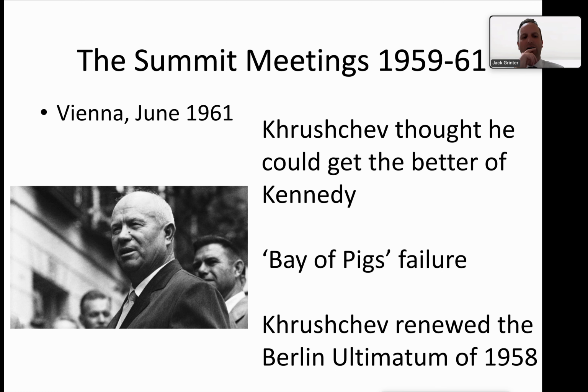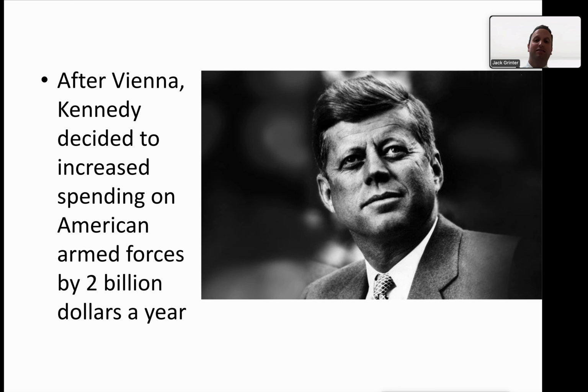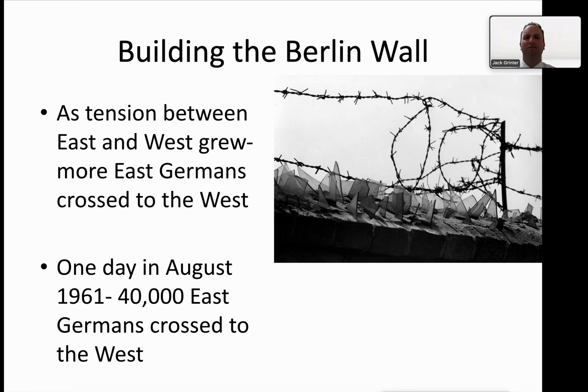Okay, and what happened after the Vienna? So tension was increased after Paris, the third summit. After Vienna, tension increased again. And one way of seeing tension increasing is how much they're spending on the armed forces. And we see Kennedy, the US president, increases spending on the American armed forces by $2 billion a year after Vienna. And there's tensions growing between East and West.